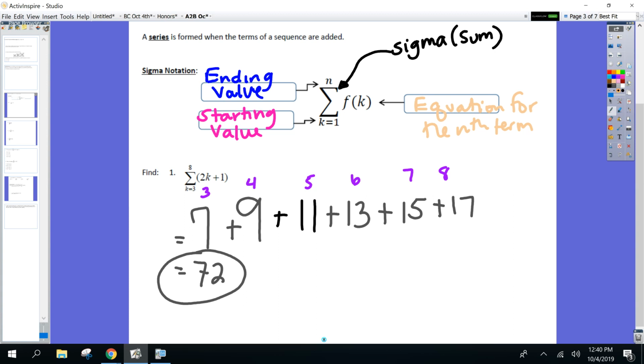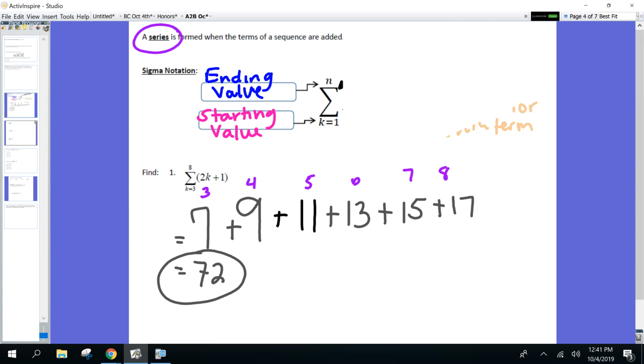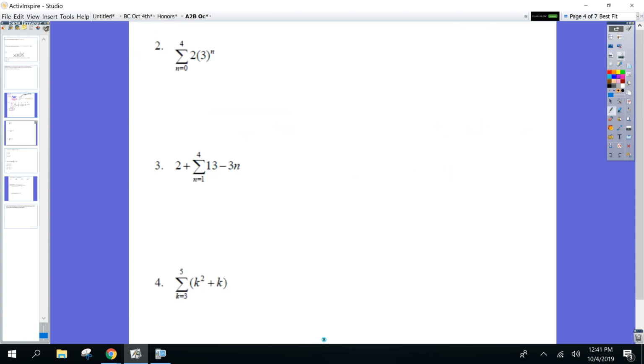Now, I'm tired already of saying the sum of the sequence. There's a vocabulary term that means sum of the sequence. It's right on top of your page here. That's called a series. A series is the sum of a sequence. So the series here equals 72. All right, one doesn't make you great, but now I can at least call on you guys. Okay, next up.